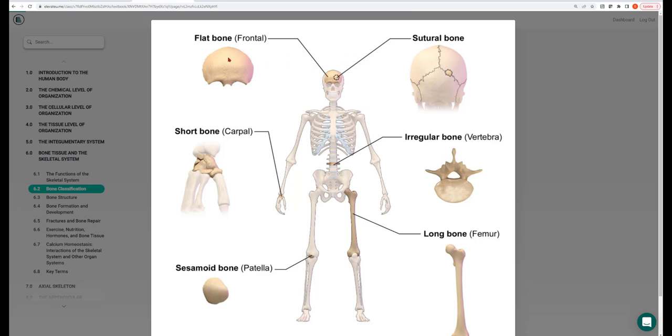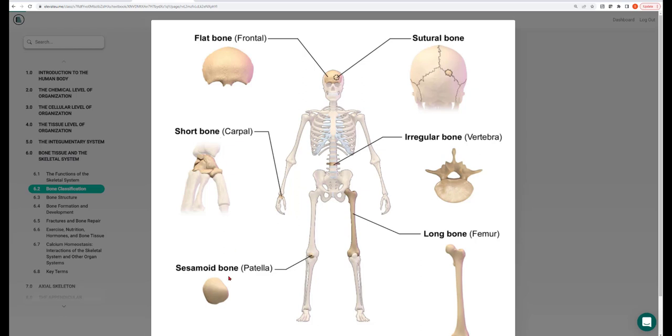There are flat bones. Now, flat bones are not necessarily flat on the table, but if you were to take your fingers and run them along the bone, this is the frontal bone, if you were to run your fingers around the frontal bone, you would realize your fingers really aren't changing very much. So your frontal bone, your sternum are good examples of flat bones. Short bones are the bones primarily found in the carpal region. Remember, you have 8 carpals in each wrist, and you have 7 tarsals in each ankle. Those are great examples of short bones.